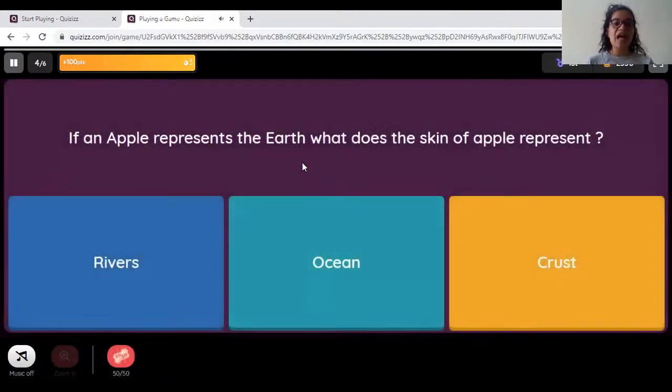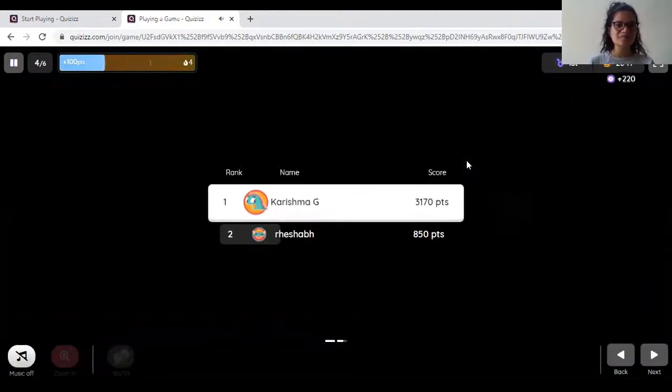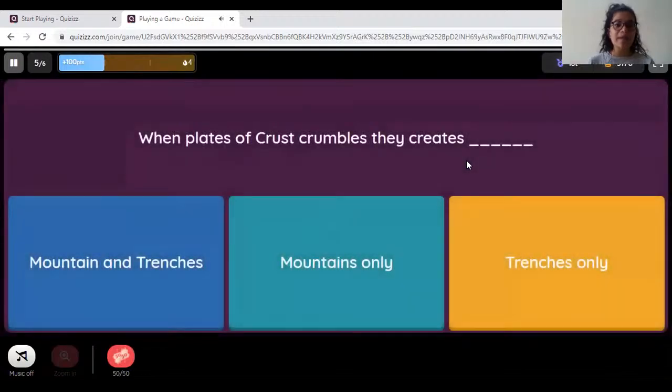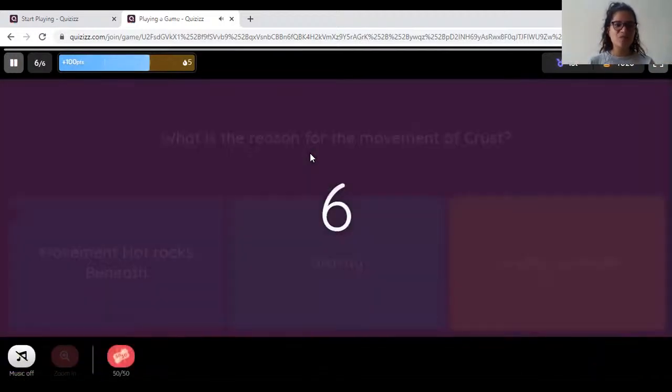Next one. If an apple represents the earth, what does the skin of the apple represent? The outermost layer is called the crust. So your answer is crust. Good job. Next one. When plates of crust crumble, that means when plate tectonics happens, what does it create? Mountains and trenches, mountains only, trenches only. What is the answer? Mountains and trenches. Very good.